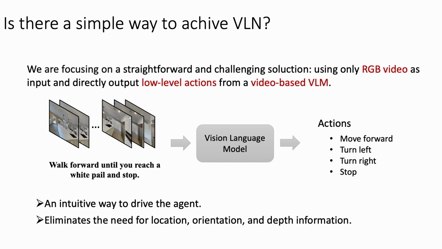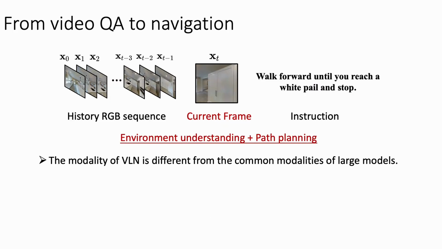Note that the data modality for navigation differs from existing question-answering data, as it contains historical sequences, current frames, and instructions. The current frame information is particularly important as it is used for understanding the current scene and planning the path. Meanwhile, there is significant redundancy in the visual information among the historical frames. This requires a new pipeline for encoding the VLM data.